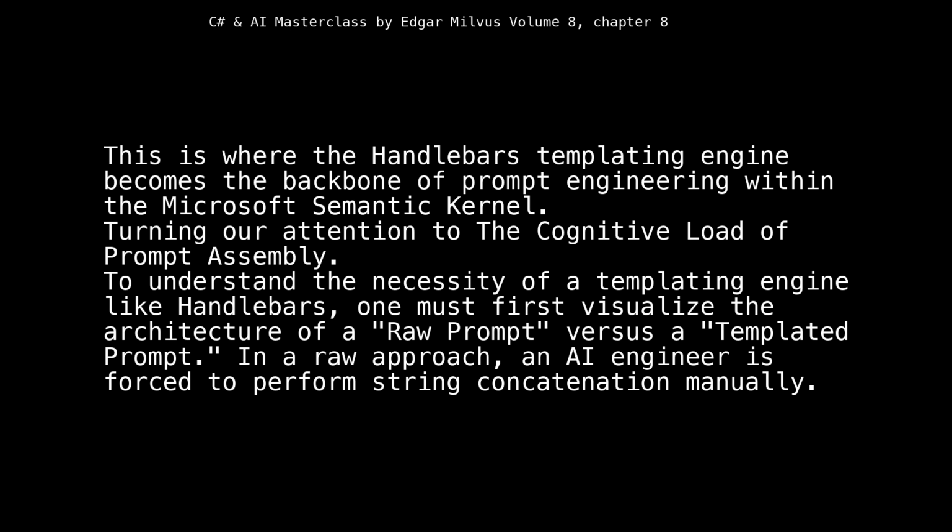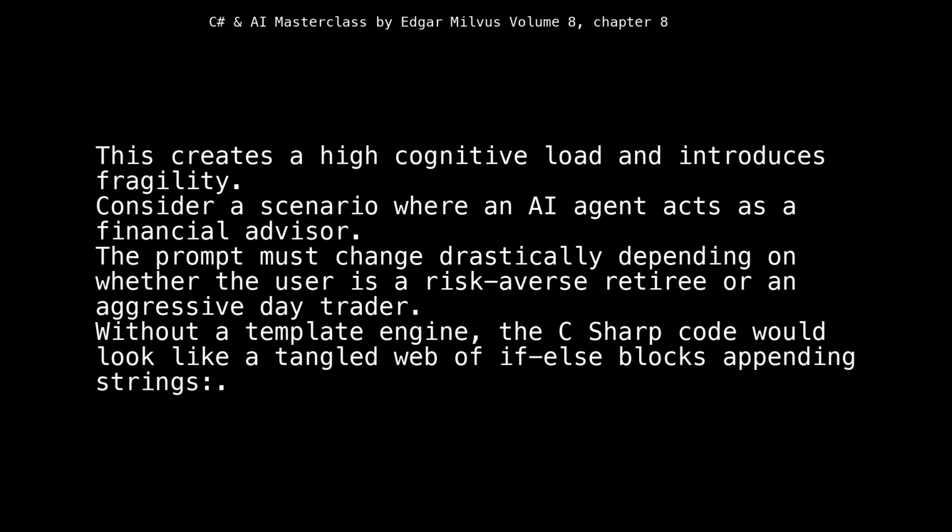Turning our attention to the cognitive load of prompt assembly. To understand the necessity of a templating engine like Handlebars, one must first visualize the architecture of a raw prompt versus a templated prompt. In a raw approach, an AI engineer is forced to perform string concatenation manually. This creates a high cognitive load and introduces fragility.